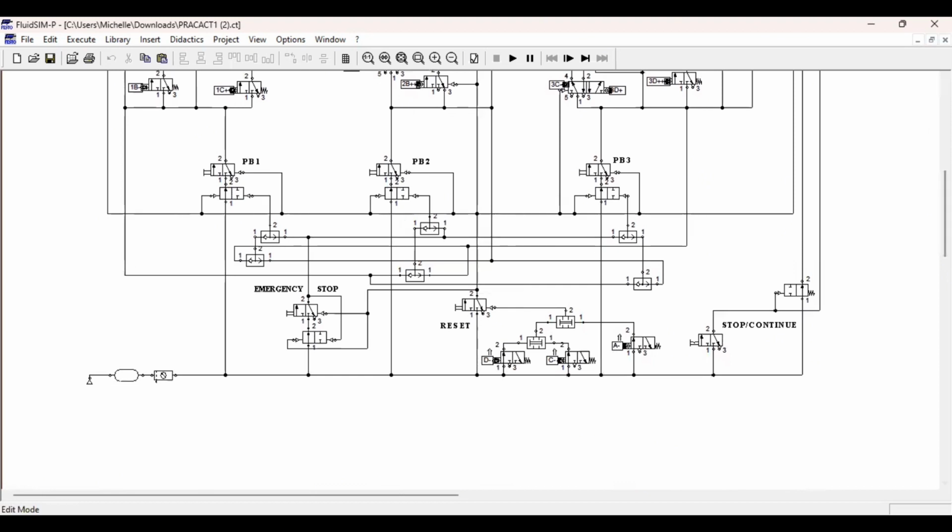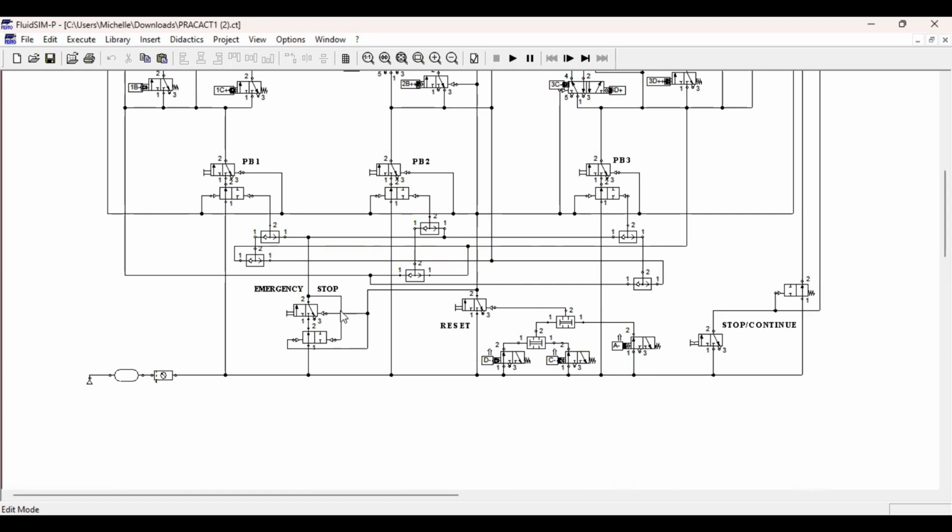And now, dito naman tayo sa emergency stop. This emergency stop button works na kapag pinindot mo siya, automatic mag-stop yung system sa paggalaw and hindi na gagana si push button 1, push button 2, push button 3.